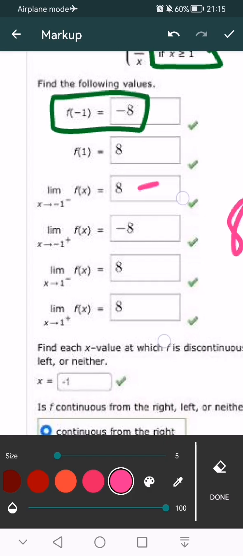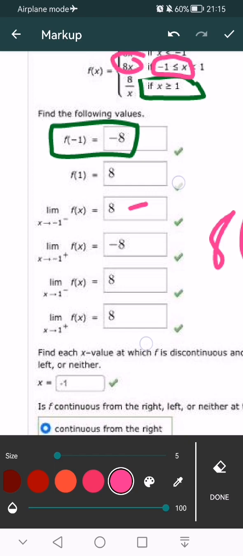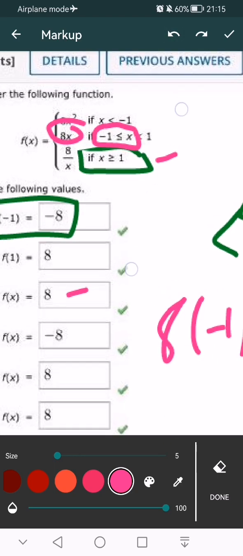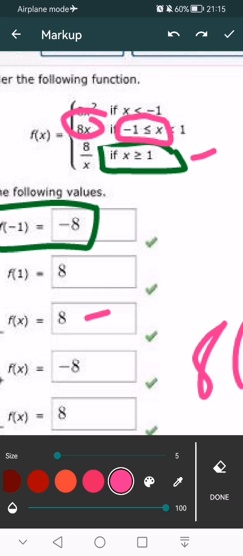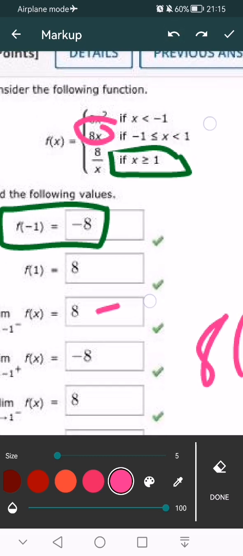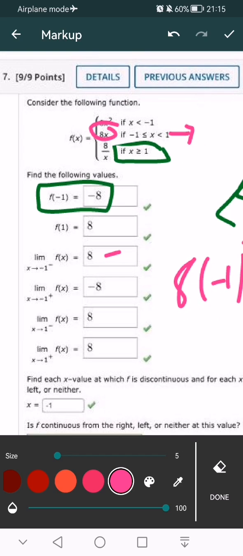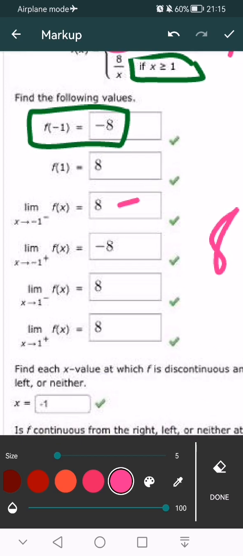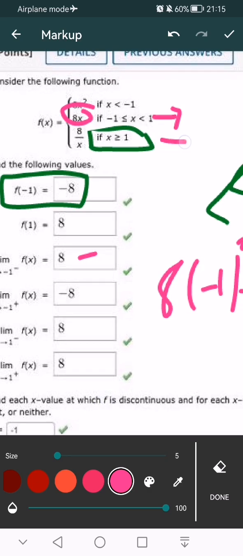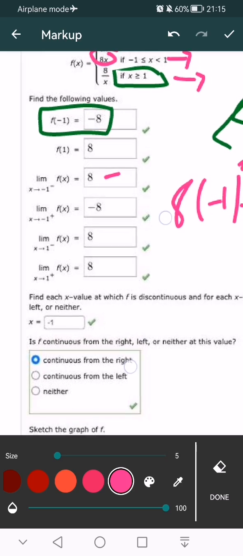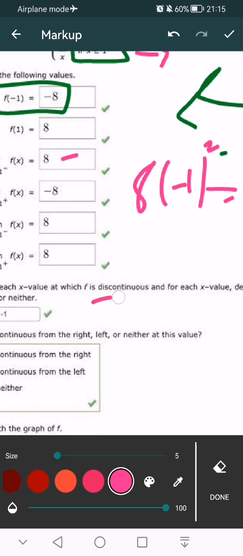And then I have the limit as x goes to 1 from the left side, so I will have to substitute here from the left side. 1 from the minus side means it is less than 1. Okay, I substitute here. And for the limit as x goes to 1 from the positive side, which is greater than 1, I have to substitute here. Then there is a question: find the x at which there are discontinuities.